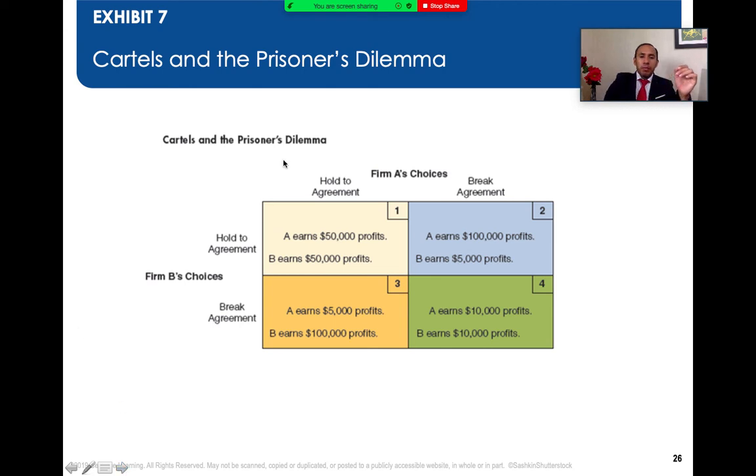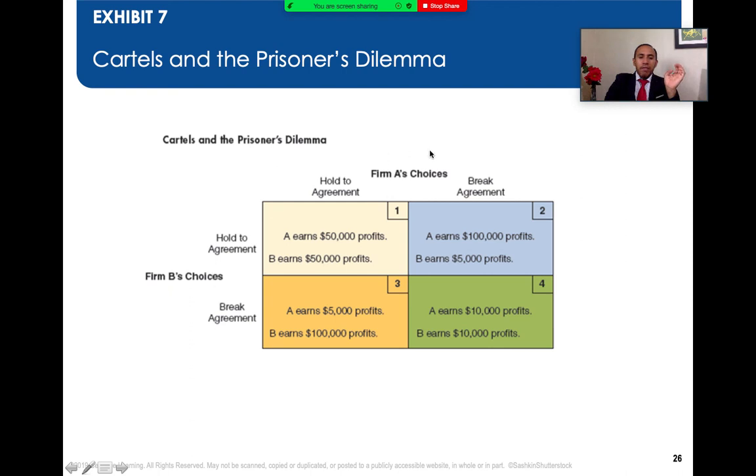So we can apply the prisoner's dilemma to the cartel profit maximizing behavior. Within this payoff matrix, this is referred to as the payoff matrix because it shows the payoffs for each individual firm. We have firm number 1 or firm A and firm B. If they choose to cooperate, I often refer to as quadrant 1 the cooperation point. If they choose to cooperate to hold an agreement to maximize profits, both firm A and firm B are going to maximize profits at $50,000 each.